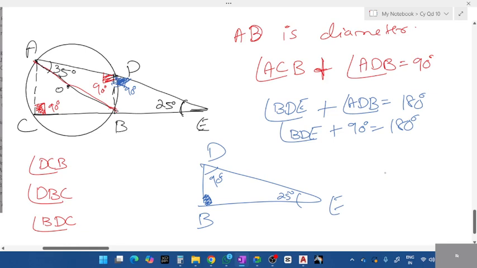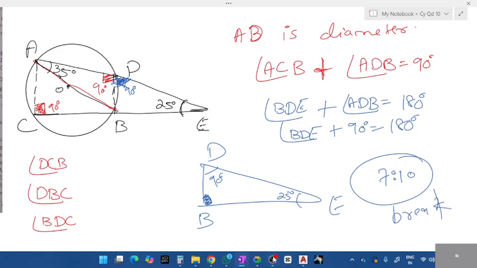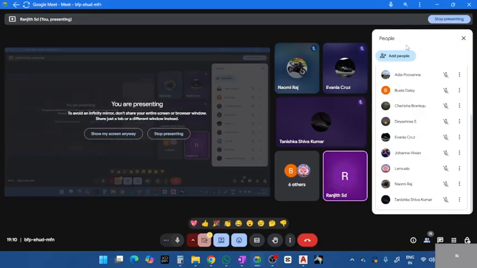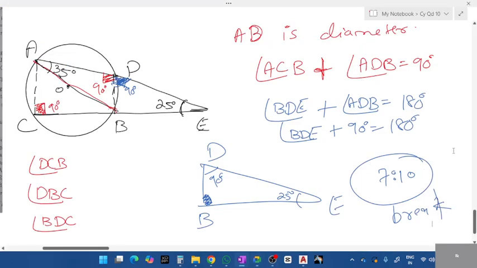Fine. Stop till here. Take break. We'll continue after break. Write it till here. Take break. We'll continue at 7:10. Okay. Try this, students. Complete it.